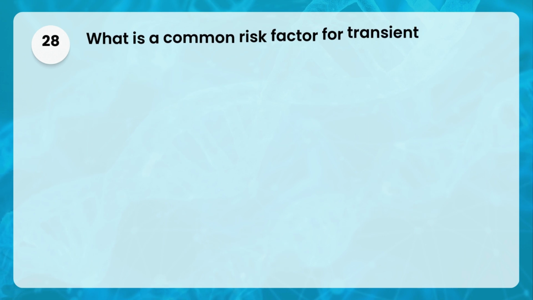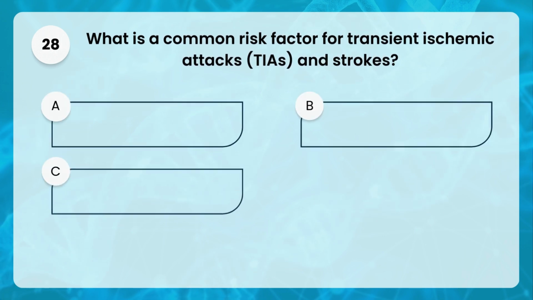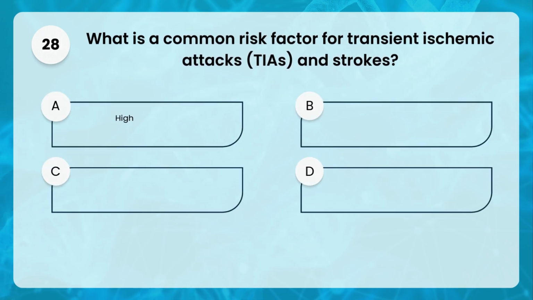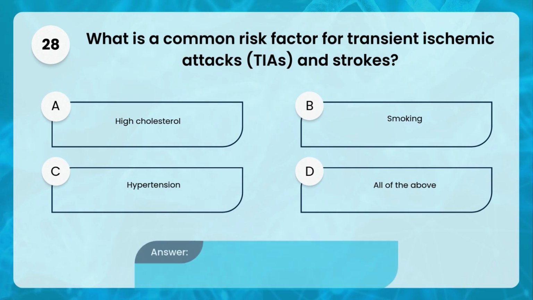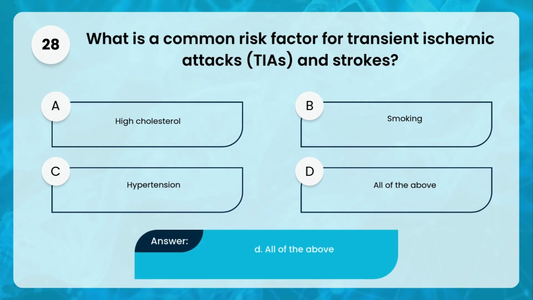Number 28. What is a common risk factor for transient ischemic attacks, TIAs, and strokes? A. High cholesterol. B. Smoking. C. Hypertension. Or D. All of the above. The answer is D. All of the above.